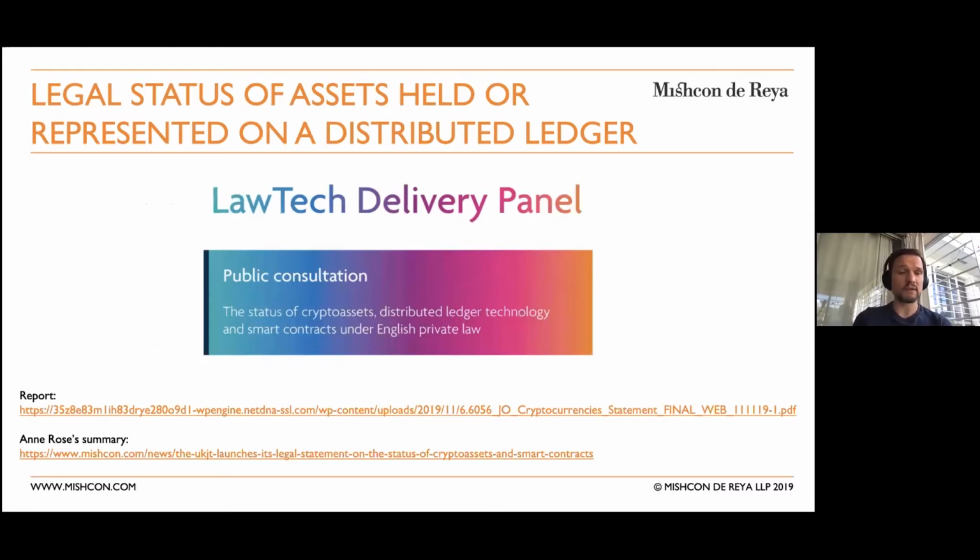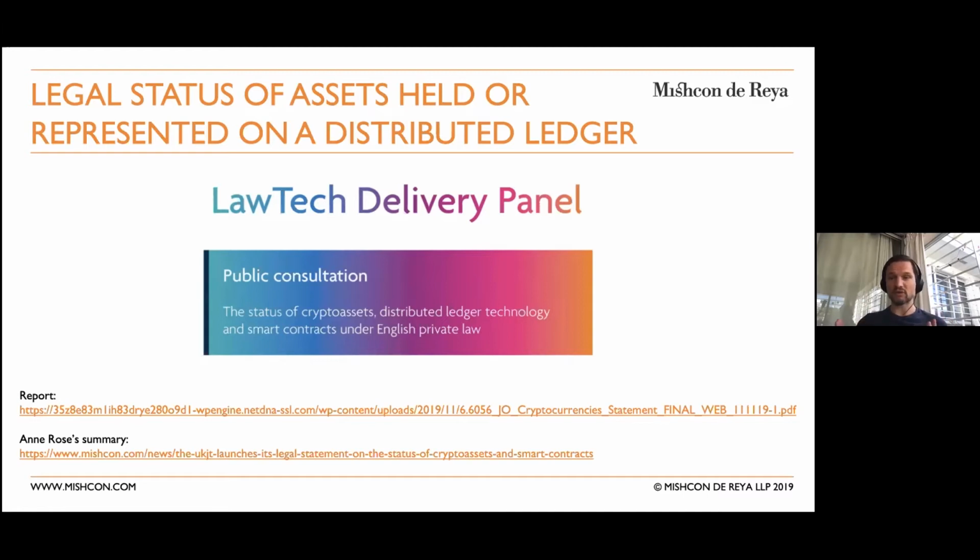Well, thankfully, there's been a number of things that have happened in the last, say, 6 months or so, actually a little bit longer. It was back in 2019. 2020 is a bit of a write-off at the moment, so it's kind of hard to think what time of the year we are. But this was the LawTech Delivery Panel, who had a public consultation, and they've produced a report which indicates 2 key things.